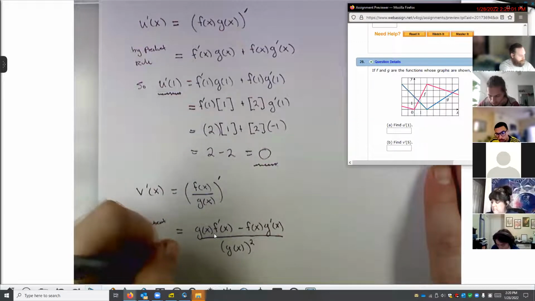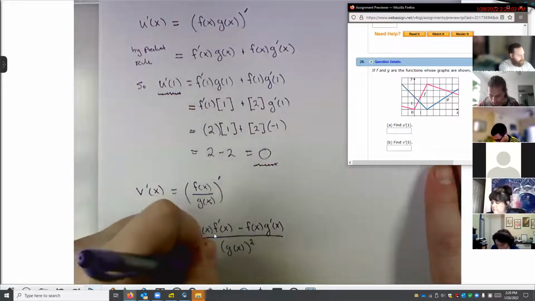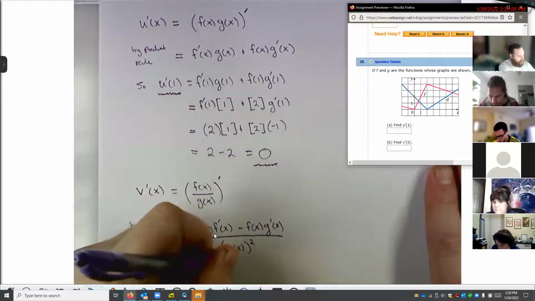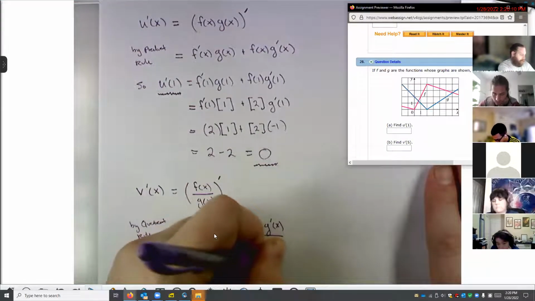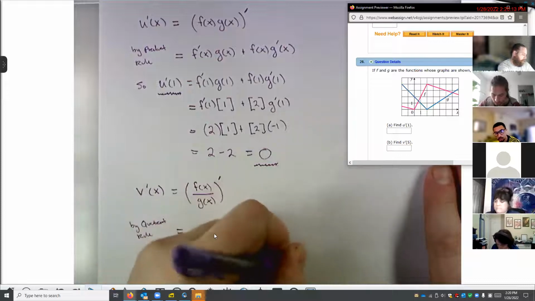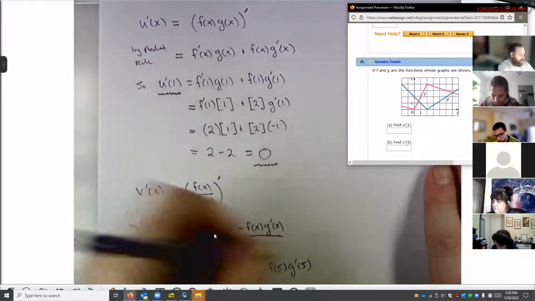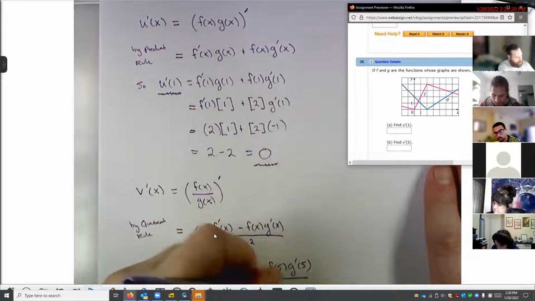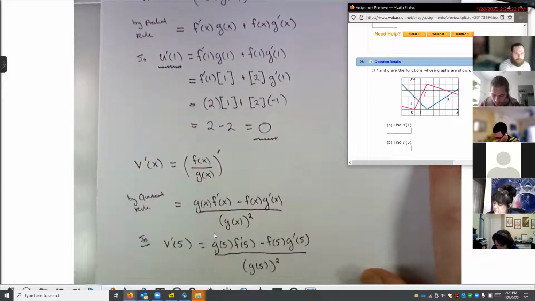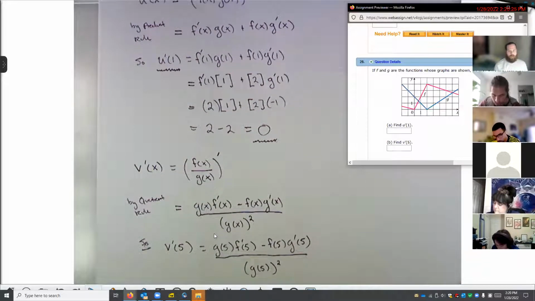So v primed of 5 would be what you get when you plug 5 into this apparatus. That's g of 5 times f primed of 5 minus f of 5 times g primed of 5 all over g of 5 squared. And this is where I'll stop for the second part, because I would like you guys to sort out the values of g of 5, f prime of 5, f of 5, and g prime of 5 from the graphs, just to make sure that you're comfortable with what I did for you in part A.